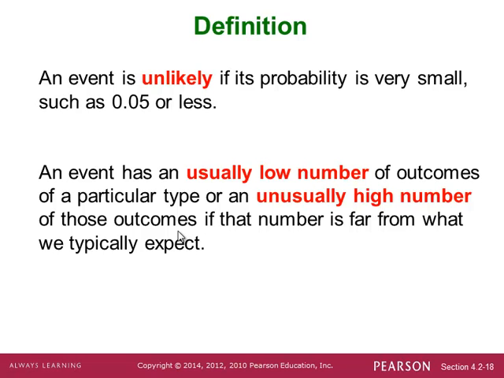In other words, when you have such a large deviation from the number that's expected under the assumption, then we would say that that outcome is unusual or unlikely.